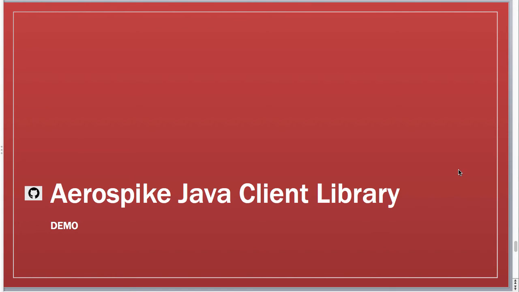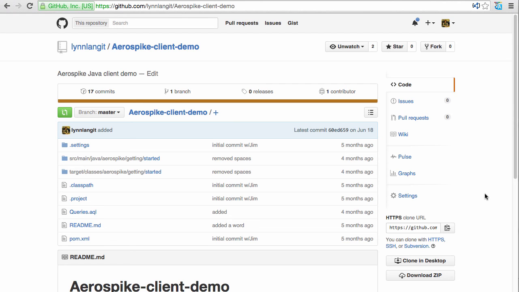As with the previous demo, the Aerospike Java client library is a repo on GitHub, so I'm going to show you where that is first. So here's the URL for the Java Aerospike client demo that I'm going to show you. If you wish to work with this, you can just pull it down from here. And Jim also wrote a client demo.